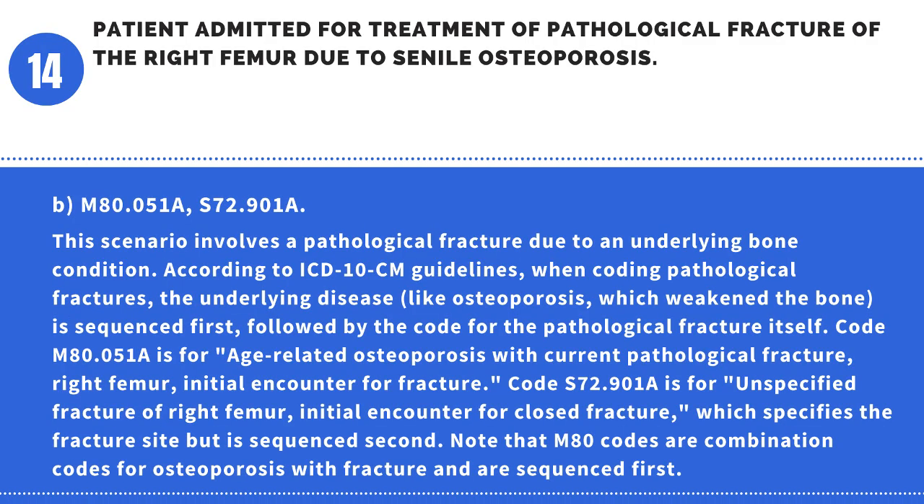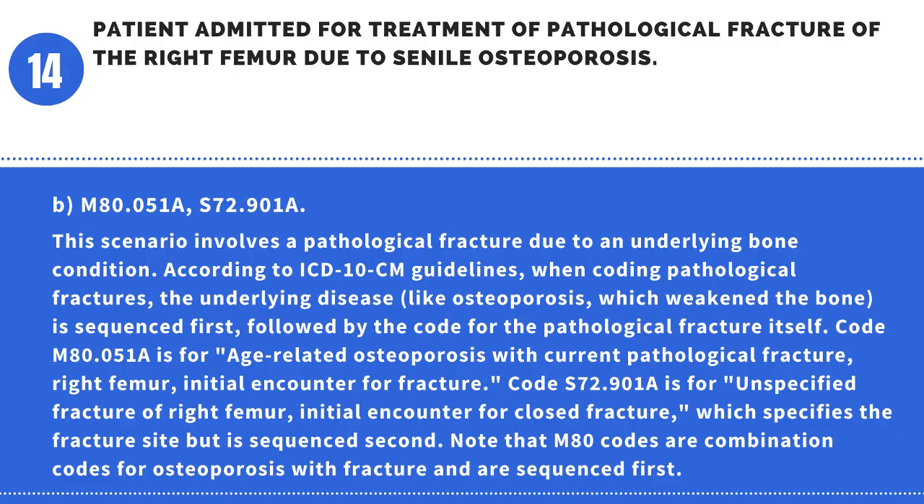Answer: B. M80.051A, S72.901A. This scenario involves a pathological fracture due to an underlying bone condition. According to ICD-10-CM guidelines, when coding pathological fractures, the underlying disease, like osteoporosis, which weakened the bone, is sequenced first, followed by the code for the pathological fracture itself.